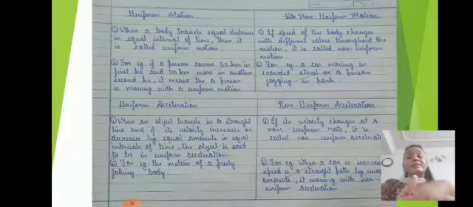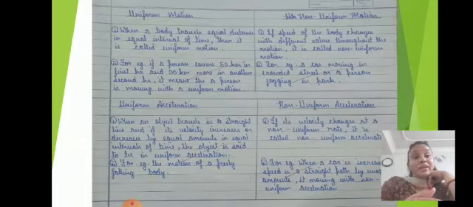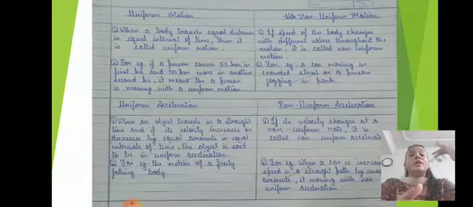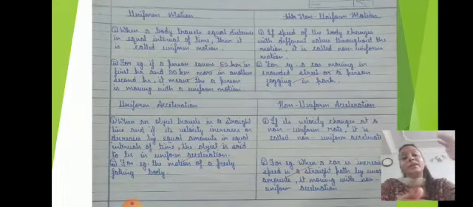But on the other side, if the speed of the body changes with different values throughout the motion, if it shows different velocity, if it is not completing equal distance in equal intervals of time, it is known as non-uniform motion.